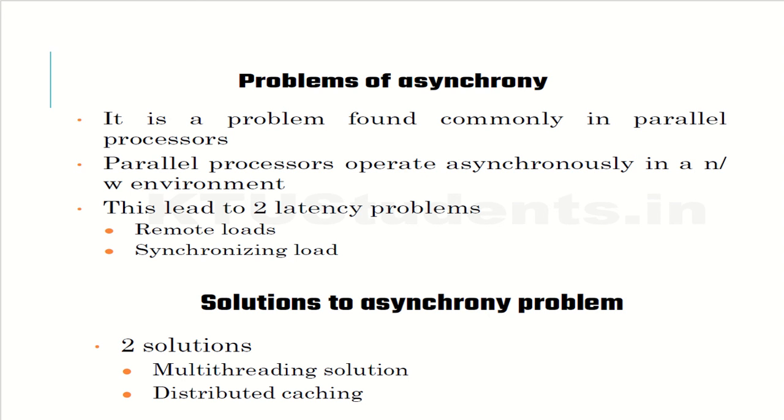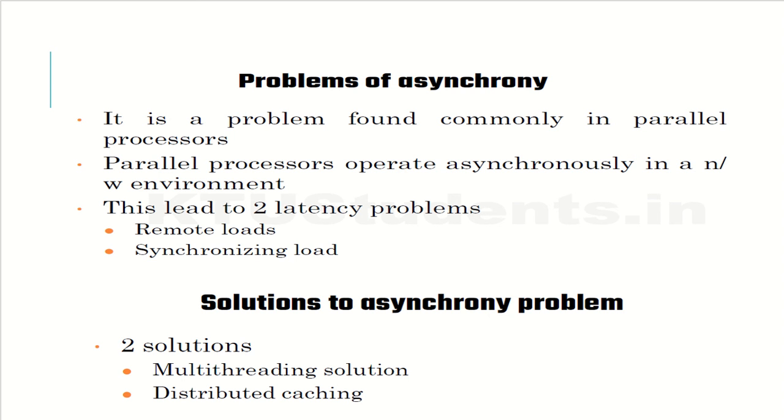Now, what are the solutions that you can offer? There are two solutions. The first one is the multi-threading solution. The second one is the distributed caching solution. First we have to discuss the problems: what is the problem with remote load and what is the problem with synchronizing the load. Then we'll discuss the solutions offered, which are the multi-threading solution as well as distributed caching.